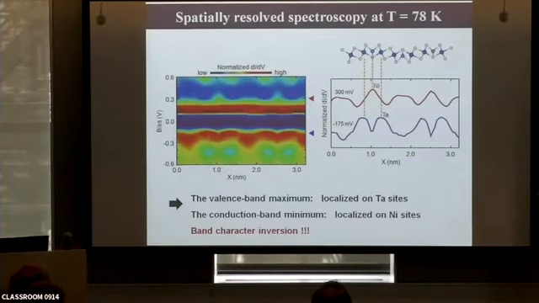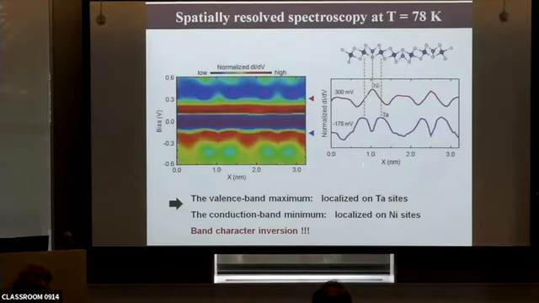So it means that the valence band maximum is localized on the tantalum side, and the conduction band minimum is localized on the nickel side. But remember that tantalum and nickel are d1 and d8 systems respectively. So tantalum provides the conduction band and the nickel provides the valence band. However, the STS measurements show the opposite trend. Therefore, the STS measurements show the band character inversion.